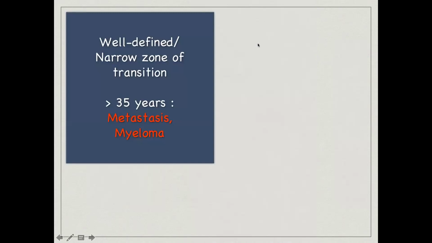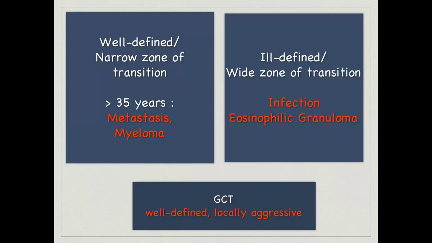But as you know, all rules are not always standard. So there are always star marks, like in all the policies you have. Similarly, you have some star marks over here also to the rules. If you see a narrow zone of transition, still in an elderly patient, you will think of mets and myeloma. In a young patient, if you see a wide zone of transition, still you need to think of tumor mimics, that is your infection and eosinophilic granuloma.